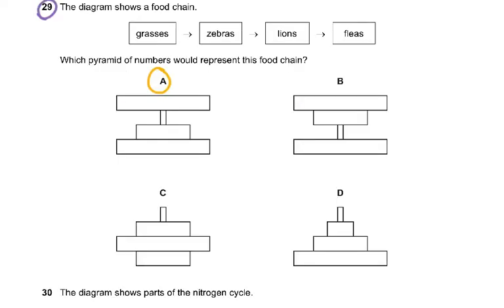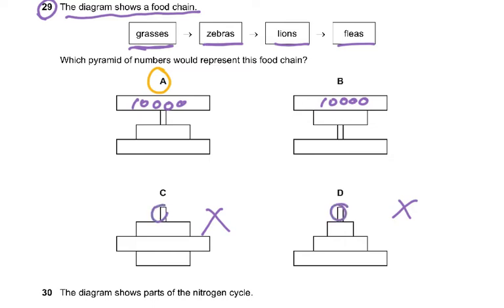Now, this is a very good question, 29. The diagram shows a food chain: grasses, zebras, lions, and fleas. Now, you have to remember these two are wrong. Why? Because the fleas have to be in great numbers. So the last one has to be a lot. Now, in these there were smaller ones at the end. So this was wrong. These two are wrong because this is a pyramid of numbers.